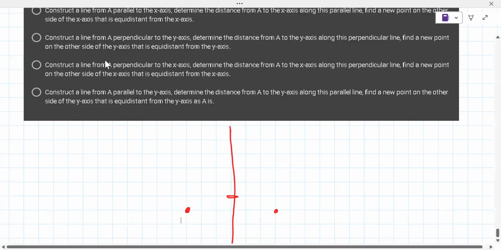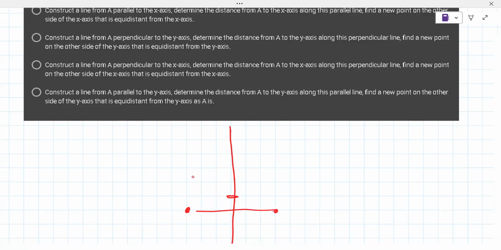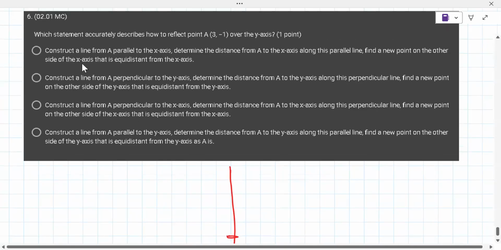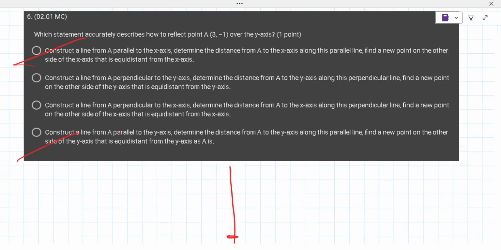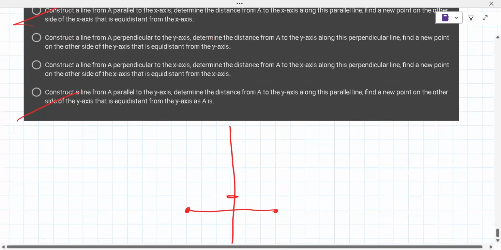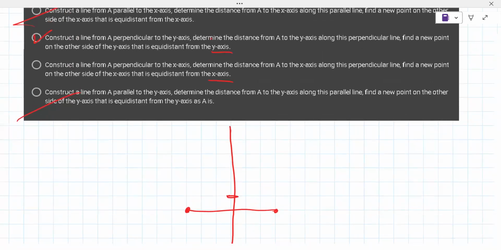So somehow you've got to say that there's like a perpendicular that goes over the y-axis, something like that. All right. So it's not parallel. So it must be one of the others here, and it's over the y-axis, and this one has y-axis. So probably that one.